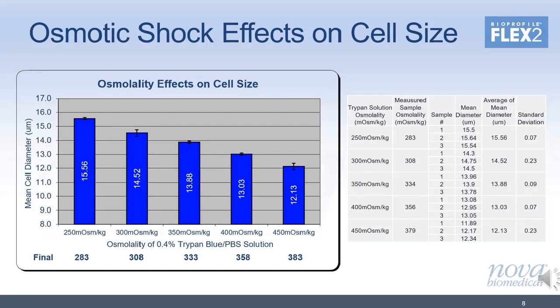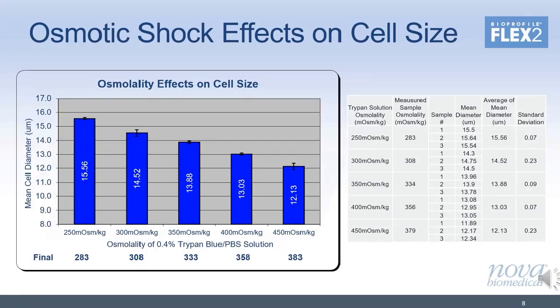To test this, we performed the following experiment. First, we obtained a cell culture sample at approximately 300 milliosmol per kilogram. Next, we created 5 separate diluents using trypan blue and a stock sodium chloride solution to achieve 5 different diluent concentrations ranging from 250 milliosmol per kilogram to 450 milliosmol per kilogram. We used those diluent samples to create 5 unique samples diluted 1 to 2, which resulted in final osmolality between approximately 280 and 300 milliosmol per kilogram.